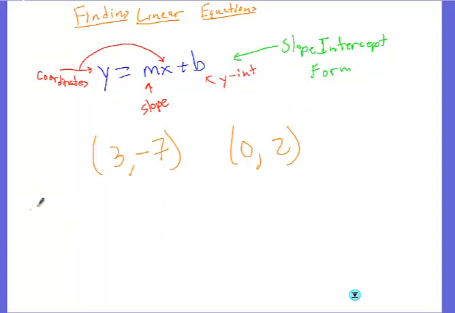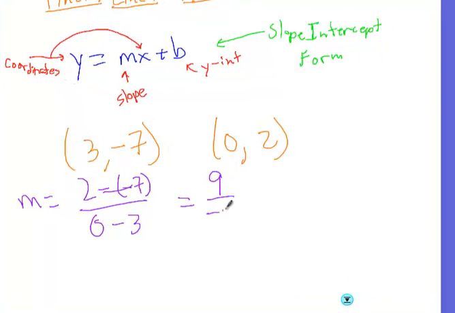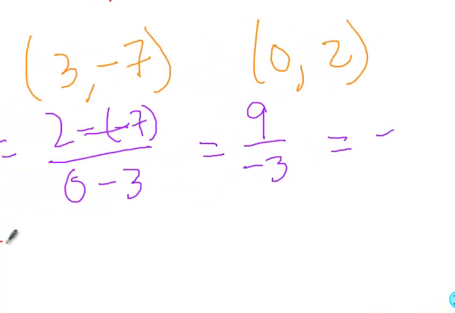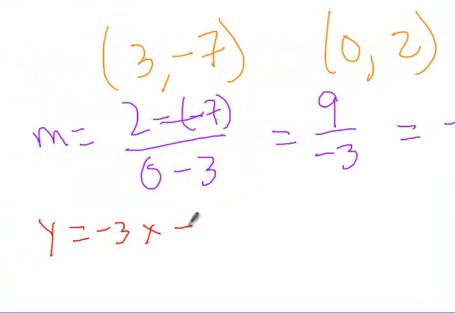Again, the first thing we need to do is find our slope. So let's say m is equal to 2 minus -7 over 0 minus 3, which becomes 9 over -3, which equals -3. So we know that our equation is going to be y equals -3x plus b. We don't know what b is, but we can easily find it.